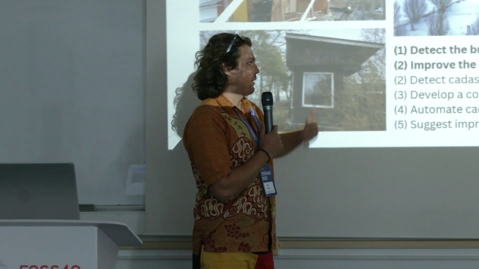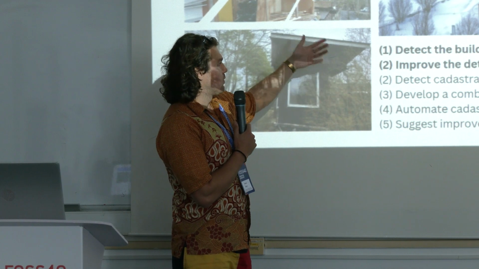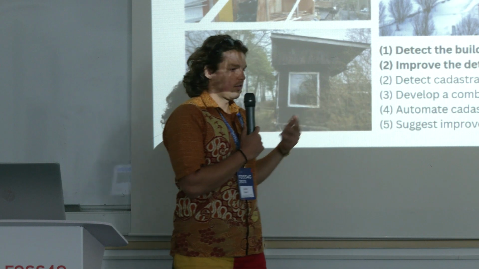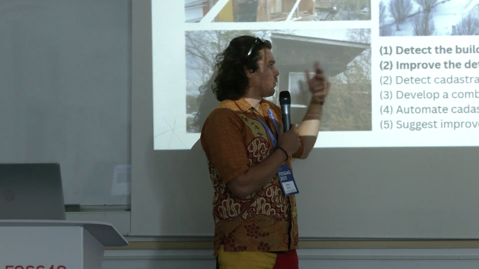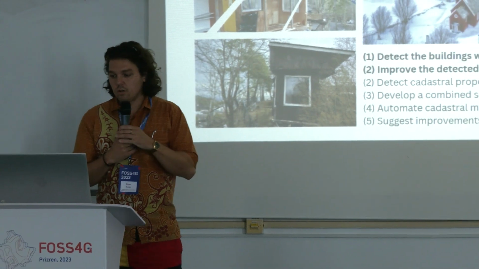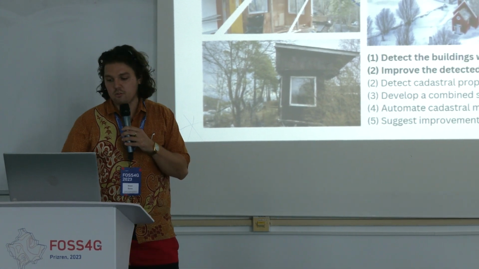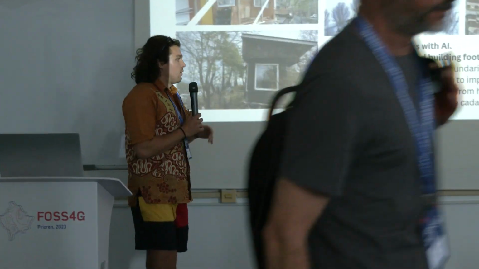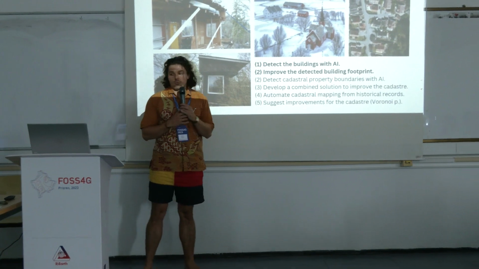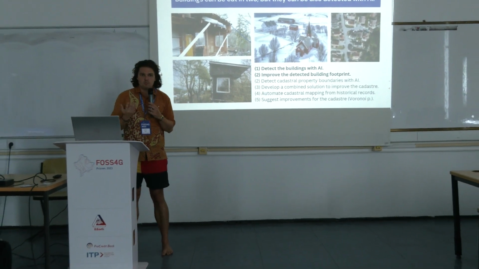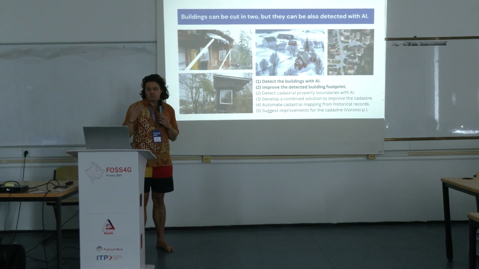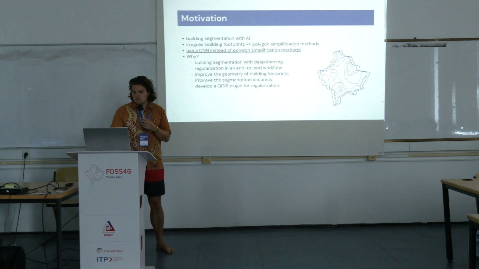And this is my plan for my PhD. So we want to detect the buildings, improve the detected building footprints, and then check which buildings intersect with the property boundaries. And then we want to detect the property boundaries from documents, from aerial images, satellite images, and so on. And the last phase is automating the cadastral mapping from historical records, and then also suggesting improvements using Voronoi diagrams, which are a very interesting thing to do, because we also see them in nature following certain tiles and formations.